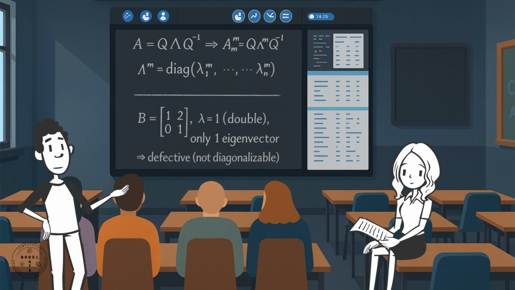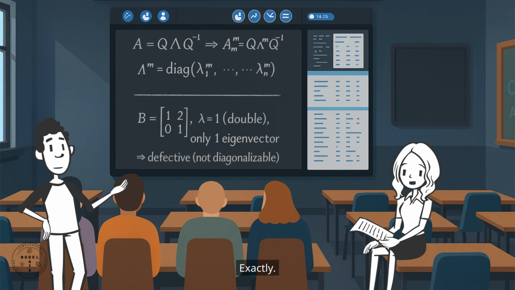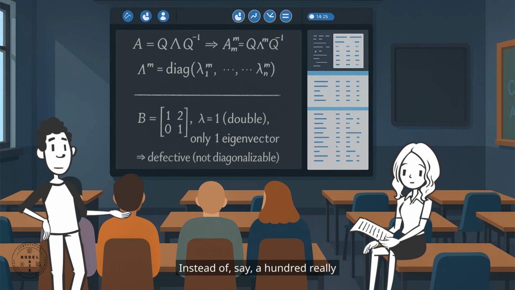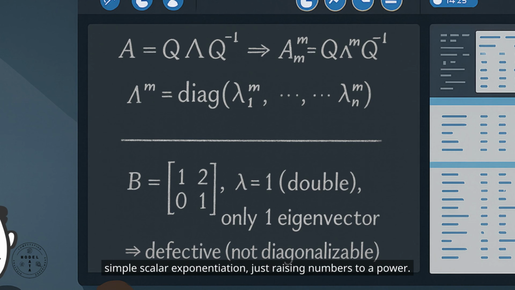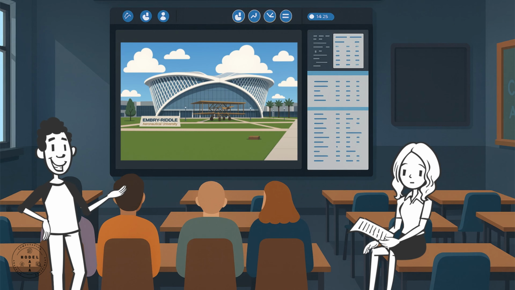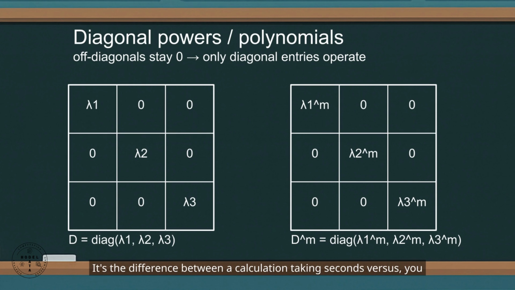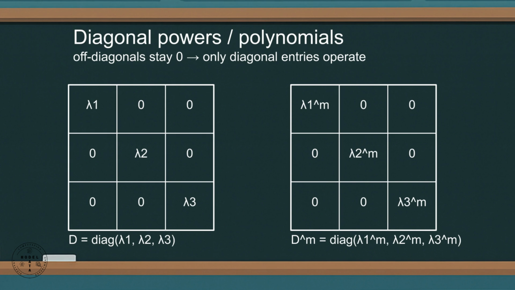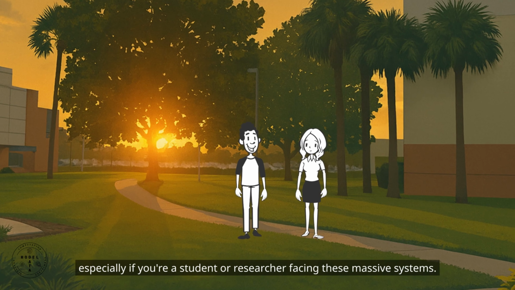Oh, I see. So instead of multiplying the whole matrix A by itself 100 times. Exactly. Instead of 100 really messy, computationally expensive matrix multiplications, you're just doing simple scalar exponentiation, raising numbers to a power. That's an incredible simplification. Huge. It makes really complex problems solvable. It's the difference between a calculation taking seconds versus potentially years, or just crashing the computer entirely. I can see how that would be incredibly empowering, especially if you're a student or researcher facing these massive systems.